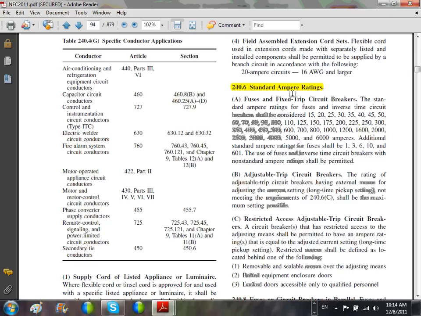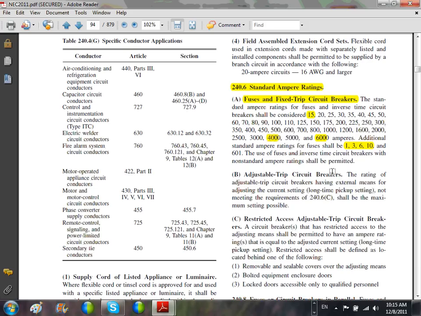This is 240.6. This is where you're going to find all the standard fixed circuit breaker and fuse sizes. You start from 15 and you end all the way at 6,000. The largest that I've seen is 4,000. They also give you fuses of 1, 3, 6, and 10 amps, but we don't use them. Now, look at that, between 200 and 225 there is no size. So if you are more than 200, you're going to go all the way to 225. Everybody knows how to use this? I know everybody knows how to use this because we use it.